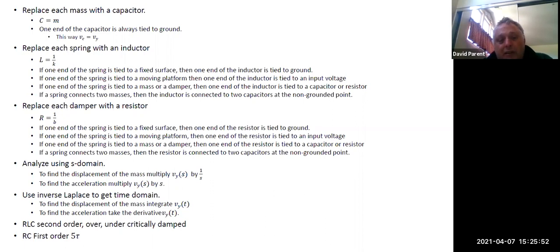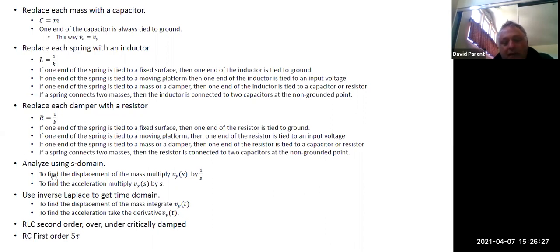Anywhere you see a mass, you turn it into a capacitor. Wherever you see a spring, you turn it into an inductor. There's an equation: if you take the spring constant and take the inverse, that becomes the inductance. The mass is straight equal to the capacitance. And the damping coefficient, take the inverse of that and make it a resistor, right? Now, these other rules here, I think we'll just learn by doing some examples, all right?